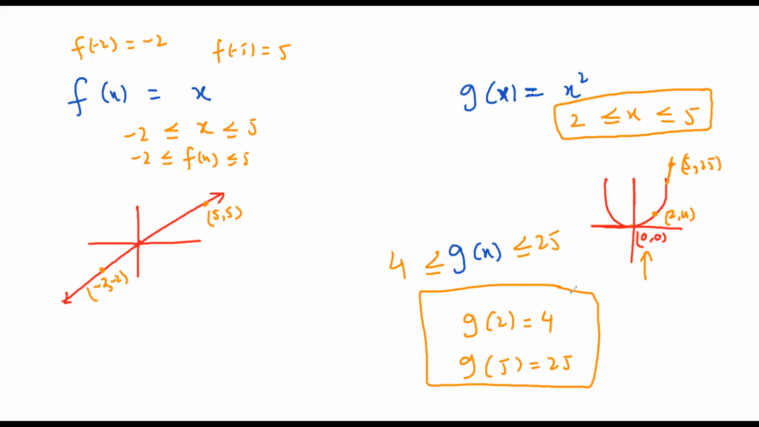Let me change the domain now. Now suppose the domain is from -2 to 5. Now let me mark this point over here. This point is -2, 4, because when I find g of -2, I get 4. Now my first question is, Roshna, should we now consider the turning point?